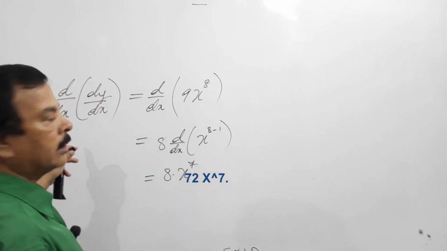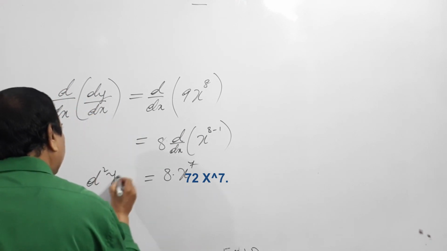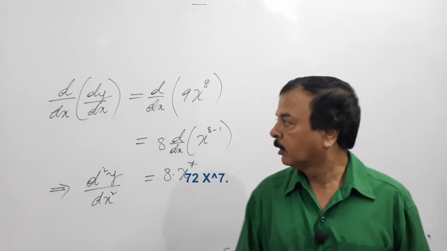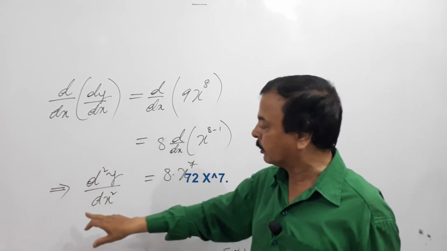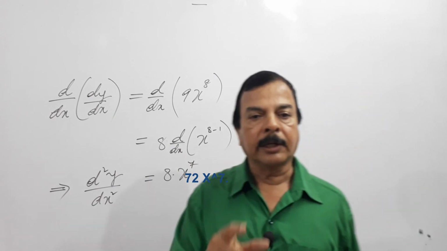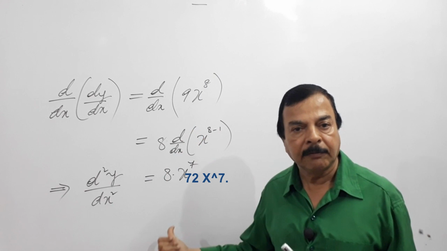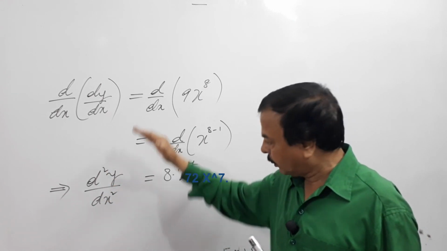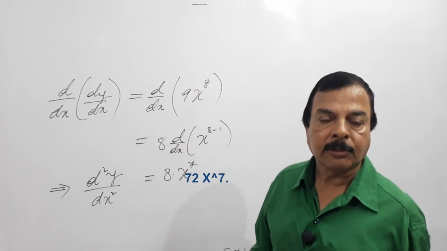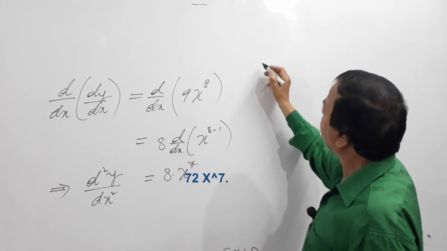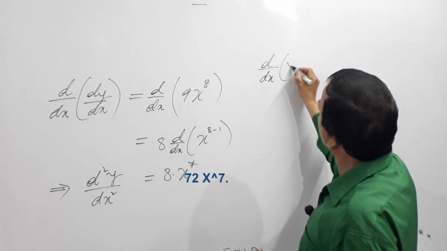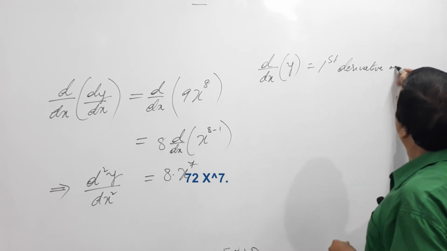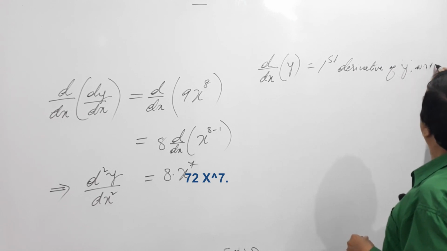So d by dx of dy by dx is nothing but d square y by dx square. It is called the second derivative of y with respect to x, and again it can be differentiated. Likewise d cube y by dx cube, and it can be differentiated until the nth derivative. That's called the nth derivative. Let's not get into that. Now remember here, d by dx of y is called the first derivative of y with respect to x.